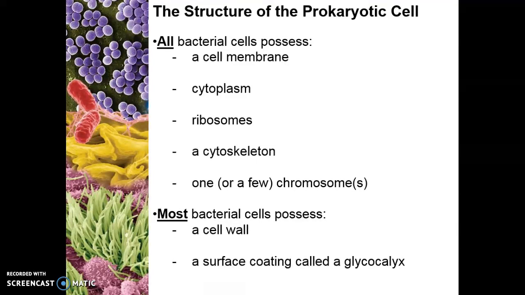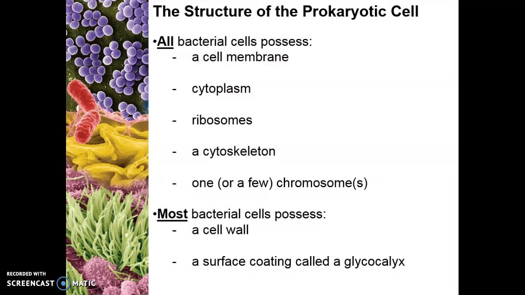Alright, so 3.1 looks at the form and function of bacteria and archaea. And really what we're going to focus on throughout this course is going to be the bacteria cells. But we'll talk a little bit about the archaea in section 3.5. So all bacteria cells possess a cell membrane, a cytoplasm, ribosomes. The ribosomes are there to make proteins or facilitate the process of making proteins, a cytoskeleton to give the bacteria shape and structure, and then one or a few chromosomes.